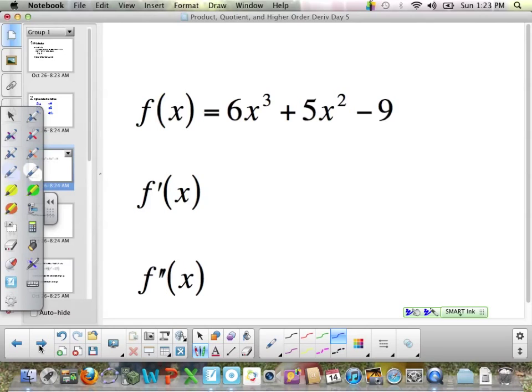To find the second derivative, you first take the first derivative. So the derivative of 6x cubed plus 5x squared minus 9 is 18x squared plus 10x. And the 9's a constant, so it's 0. And then you take the derivative of that, you get 36x plus 10. So the second derivative of 6x cubed plus 5x squared minus 9 is 36x plus 10.